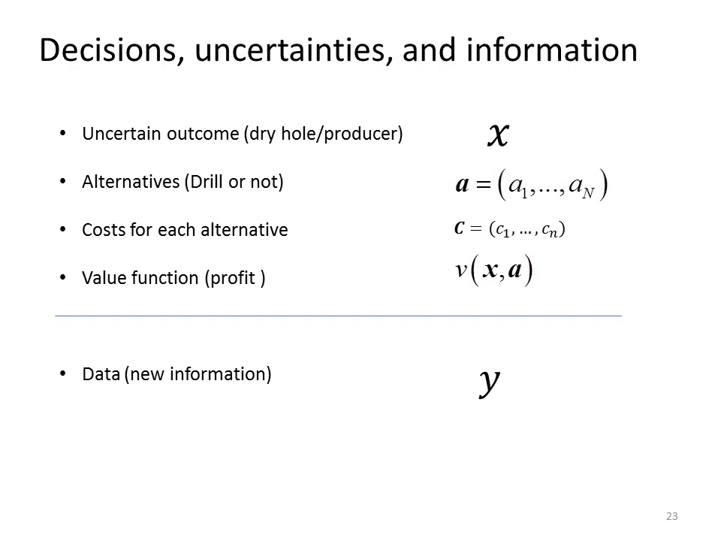So some notation for decisions, uncertainty, and information. The uncertain outcome will be denoted by X. It can have multiple possible values. The set of alternatives are A. Cost for each alternative will be C. And the value function, for example profit, will be V, which is a function of X and A. It depends on the uncertainty as well as the different alternatives. Finally, the new information will be denoted by Y.